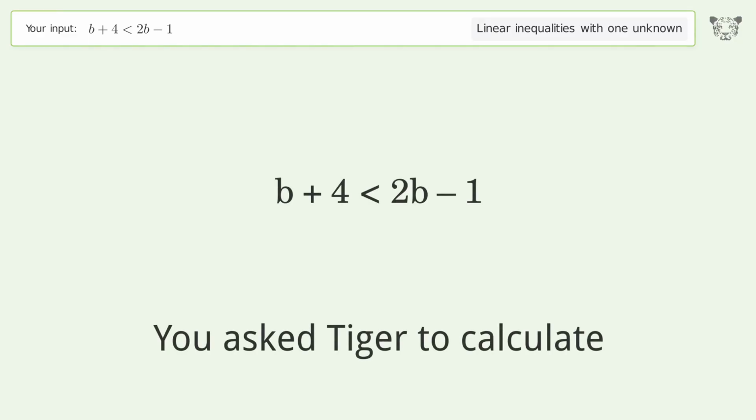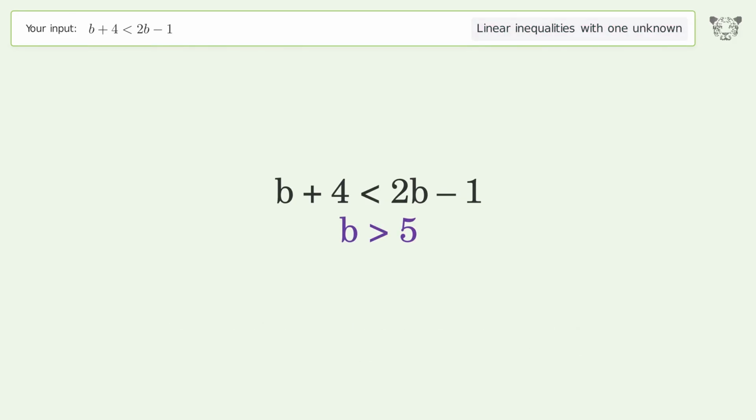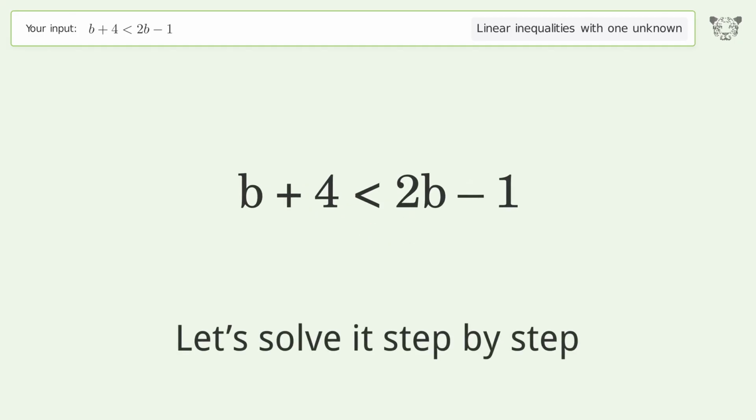You ask Tiger to calculate. This deals with linear inequalities with one unknown. The final result is b greater than 5. Let's solve it step by step.